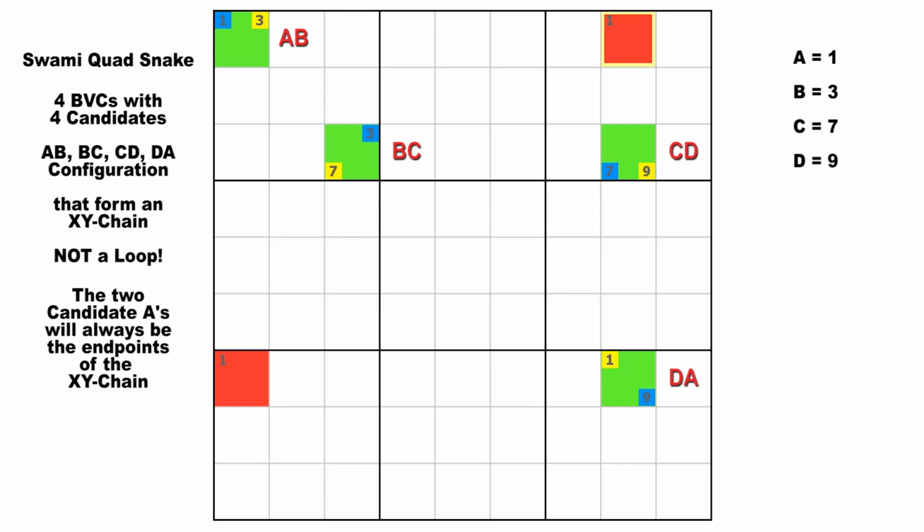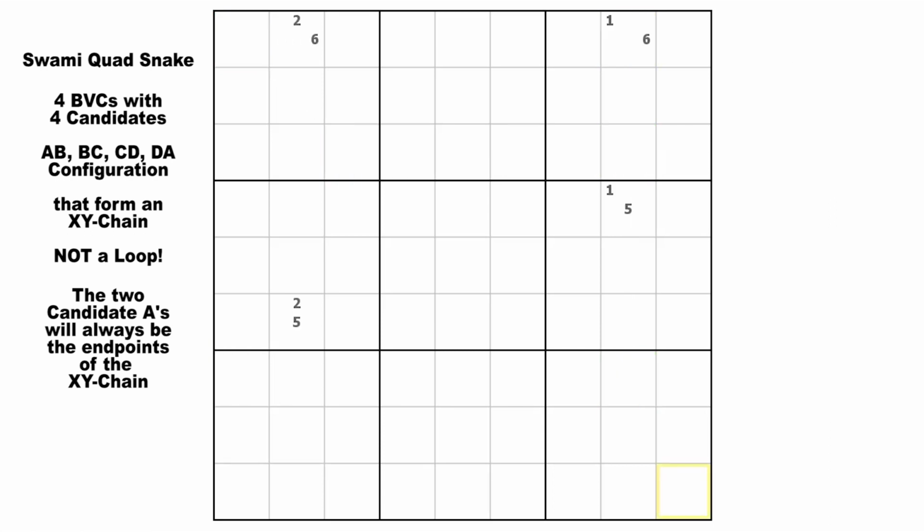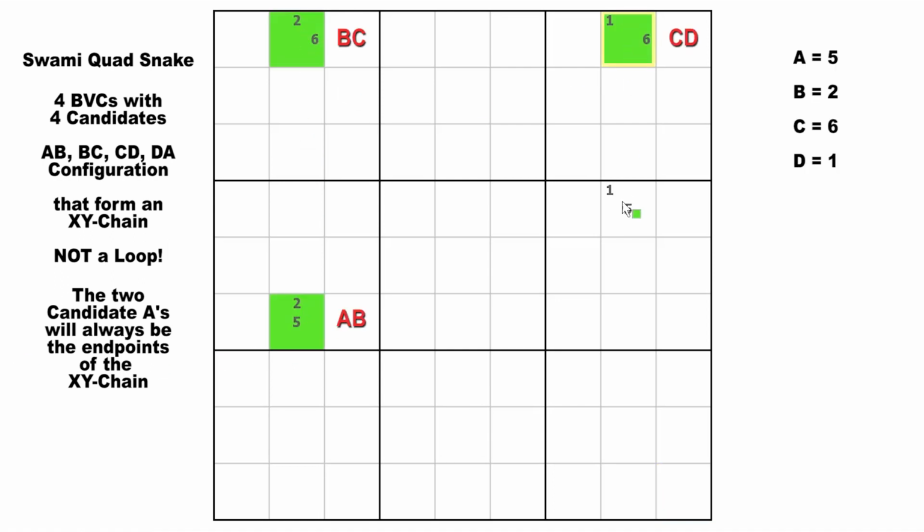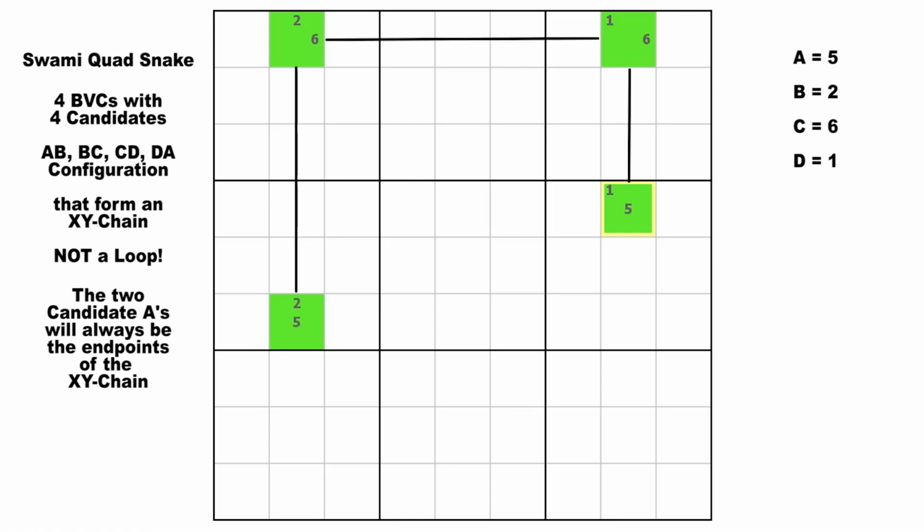Now, if you just focus on those 4 green cells, this one kind of resembles the shape of a turbo fish. See what I mean? All right, let's go to the next one. And here in this diagram, we have AB, BC, CD, and DA. Now this one looks kind of like a skyscraper. And don't forget, you can start on either end of this chain, but no matter where you start, the two candidate A's are going to be the two endpoints.